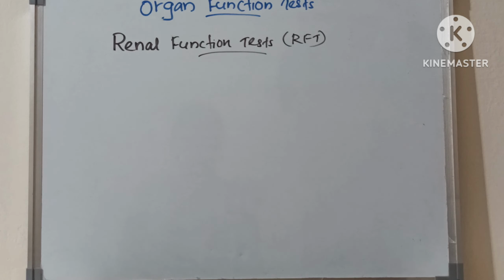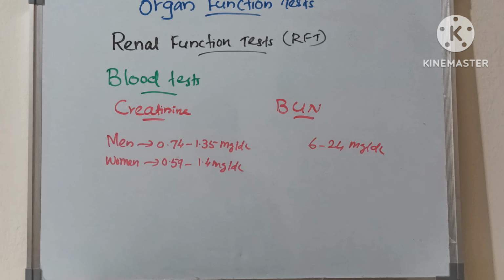It measures levels of various substances in blood and urine that are produced or excreted by the kidney. These tests include first one, blood tests. Blood tests that measure the levels of serum creatinine and blood urea nitrogen are commonly used to assess kidney function. Creatinine is a waste product that is produced by muscle metabolism and excreted by kidney. Normal range in men is about 0.74 to 1.35 mg per dl and in women it is about 0.59 to 1.4 mg per dl.